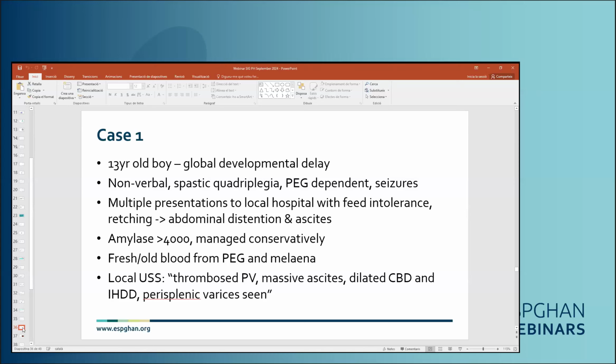Now, he was in a district general hospital, so not a teaching hospital, so they were managing him conservatively. And then they called us at the liver center because essentially he had an upper GI bleed. He had frank blood coming from his gastrostomy and melena. They did a limited scan, which showed a thrombosed portal vein, massive ascites, a dilated bile duct, and some early splenic, early perisplenic varices. Next slide, please, Maria.